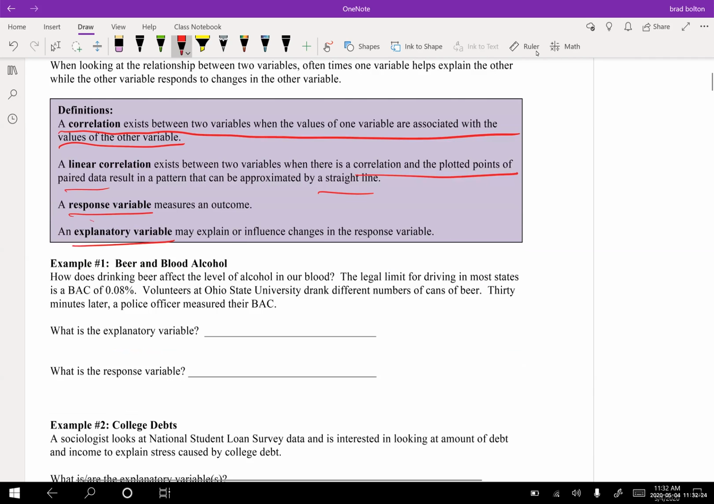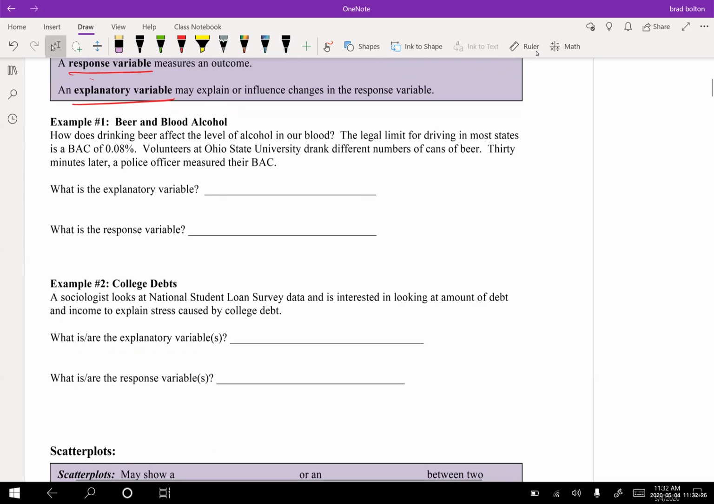So just for intro purposes, real quick, let's talk a little bit about response variables and explanatory variables. So beer and blood alcohol content levels. So how does drinking beer affect the level of alcohol in our blood? The legal limit for driving in most states is a blood alcohol content of 0.08%. Volunteers at Ohio State University drank different numbers of cans of beer. 30 minutes later, a police officer measured their blood alcohol content. What is the explanatory variable?